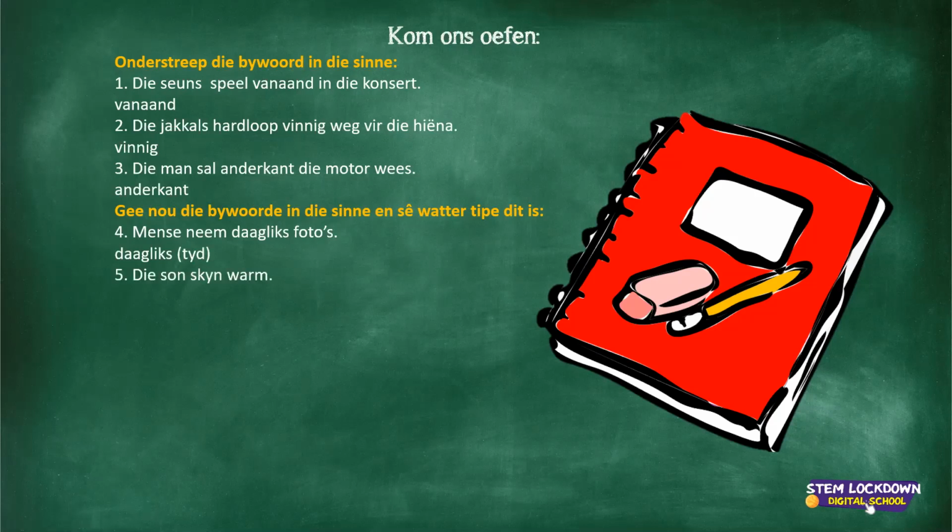Die son skyn warm. Skyn would be my werkwoord. So the byword would either be son or warm. And what type of byword is it? It would be warm. Yes, Max. What type of byword is it? Time, place, or manner? It would be manner. Yes, in Afrikaans wyse. Baie, baie mooi.